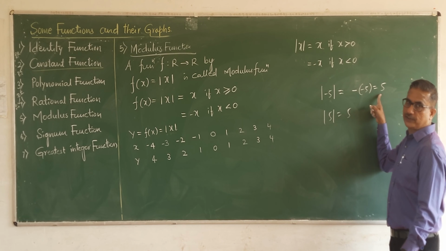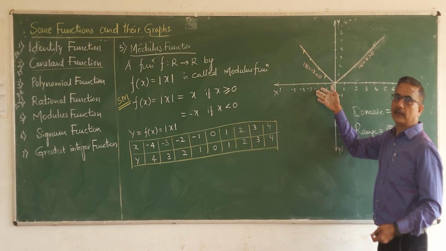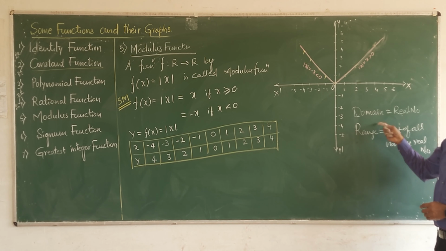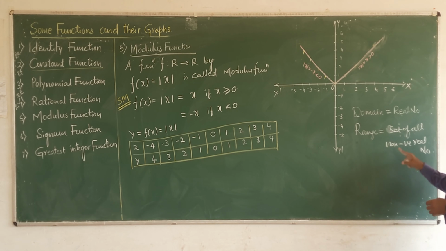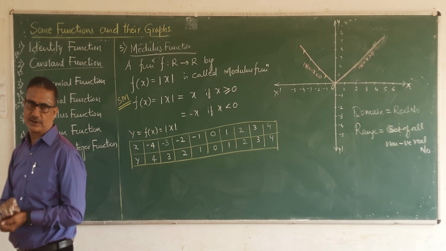Then draw the graph of modulus function. This is the graph of modulus function. V shape represent graph of modulus function. And write the domain. Domain is set of all real number. Range is set of all non-negative real number. This is the graph of modulus function.